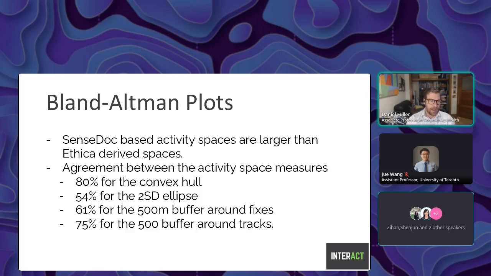smartphone app. And agreement between this activity space measures ranged quite a bit. So agreement for the convex hull activity space measure was 80%, and was as low as 54% for the 2 standard deviation ellipse, 61% for a 500-meter buffer on fixes, and 75% for a 500-meter buffer on tracks.